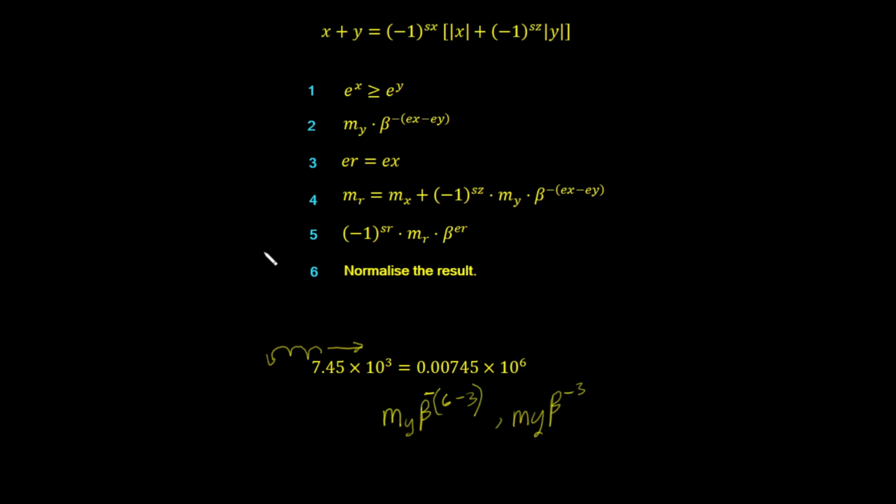For example, when we normalize the result, we may have to change the value for our exponent. Also, whenever we work out this value for mr, there are situations in which the value within this bracket is actually negative. In that case, we just have to negate it and make it positive, because the final answer for the sign is only going to be given by what is outside this bracket. But we'll see that in the next video, when we look at the actual addition in detail.